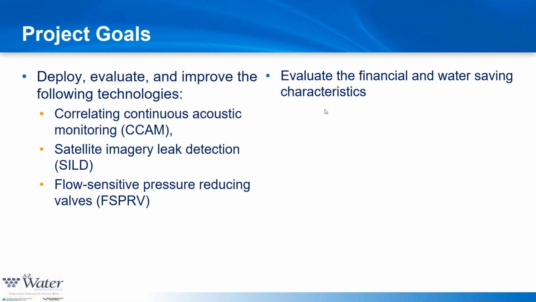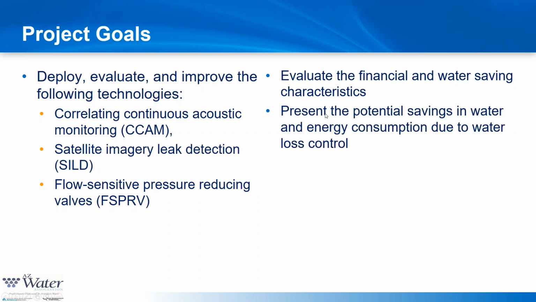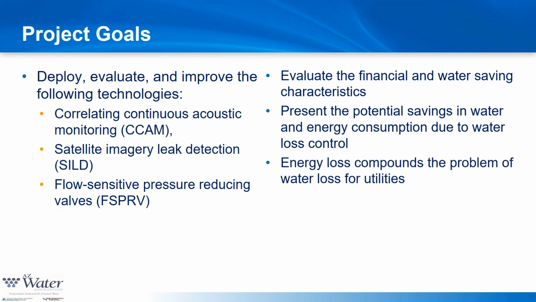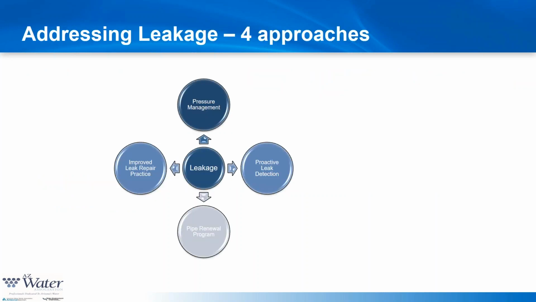All right, I'm going to evaluate the financial characteristics of this project, and present potential energy savings and greenhouse gas reduction to date, plus water loss. And of course, energy just compounds the water loss problem for utilities, and it can be used as a metric to help decide when to pull the trigger on a program, when to replace a pipe.